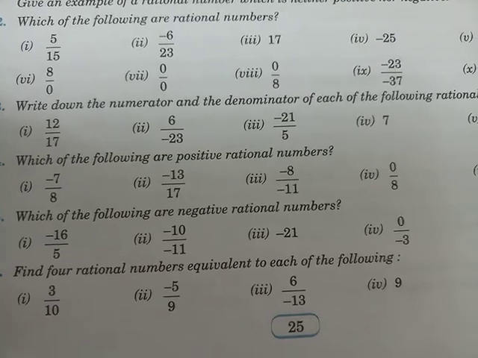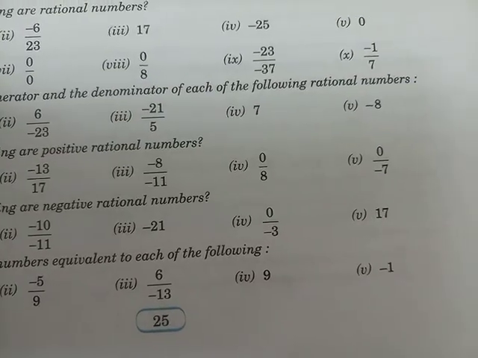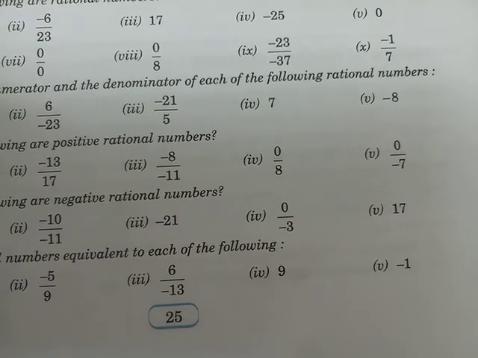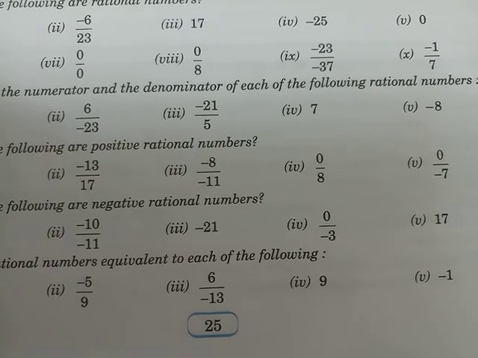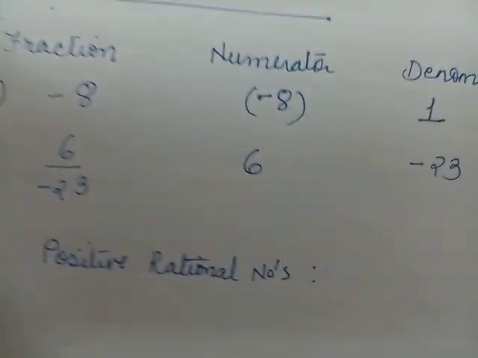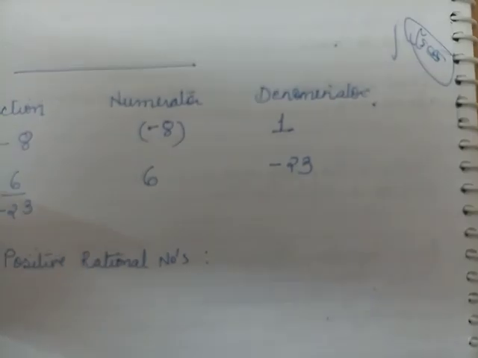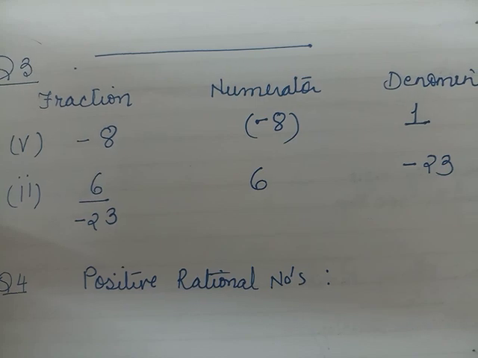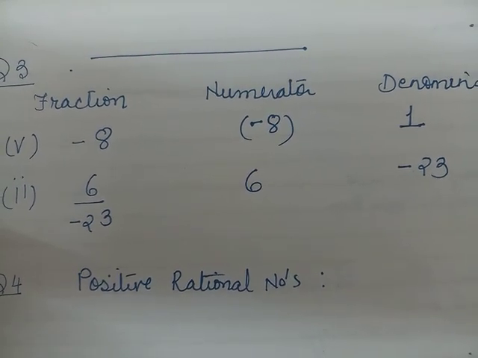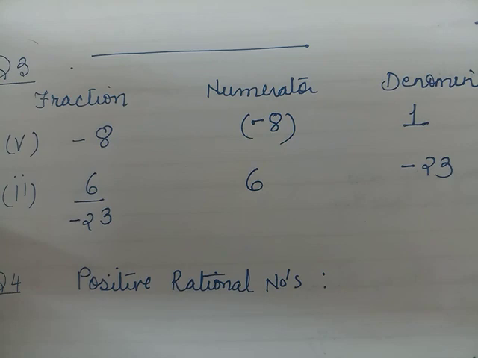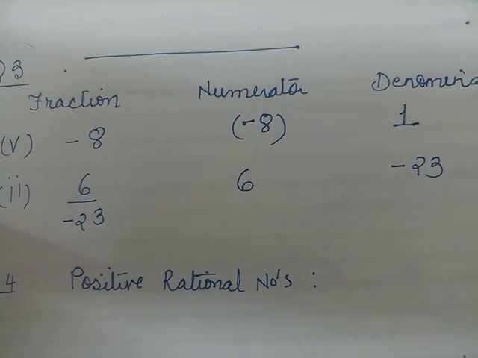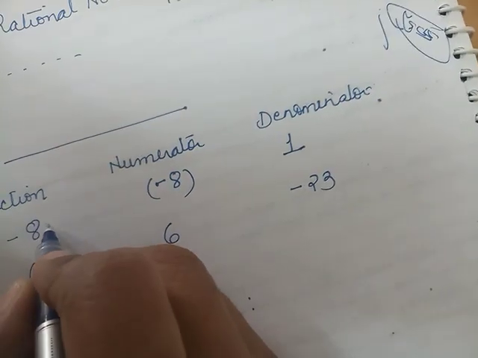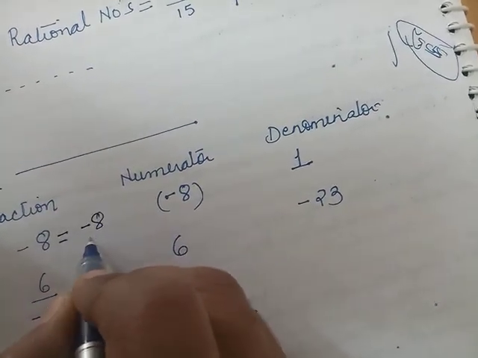I do question number 3, 5th and 2nd part for you. See how we do it in the copy. First we write the fraction. We know any number which does not have a denominator always has 1 in the denominator. So minus 8 can be written as minus 8 by 1.